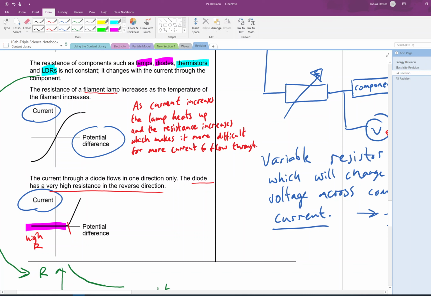Okay? With a diode, you have a very high resistance in one direction, and the resistance decreases as you get this positive voltage above a certain point. It goes, oh, okay, I'll be a conductor, and it starts to conduct, and the current will increase very rapidly at that point. So you can think of this as like a switch on voltage.